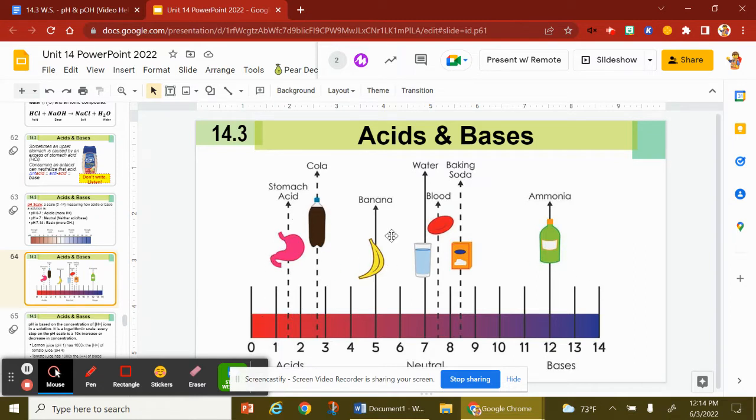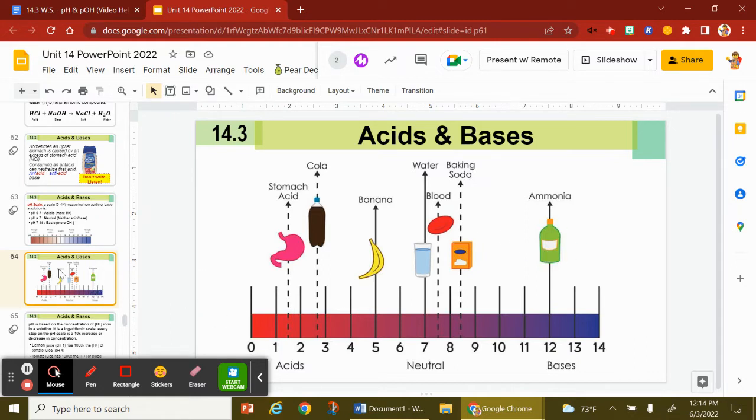Here are some everyday substances and where they fall on the pH scale. Stomach acid and cola are on the low end. They're very acidic, very tart. If you've ever thrown up, you know stomach acid is pretty tart. Cola, slightly less tart. Banana, less still. Water, smack in the middle, is neither an acid nor a base. It is neutral. And then over here on the basic side, we got your blood, baking soda, and ammonia all the way on the far end.